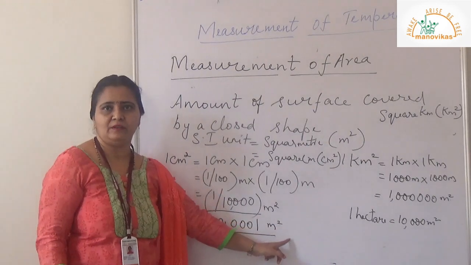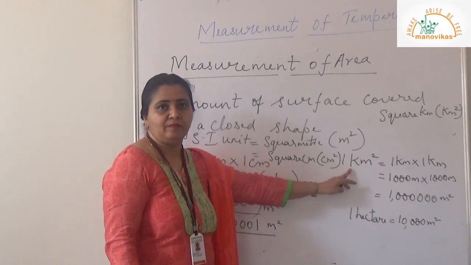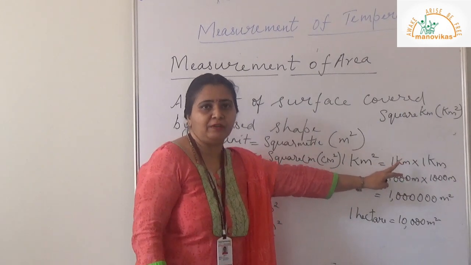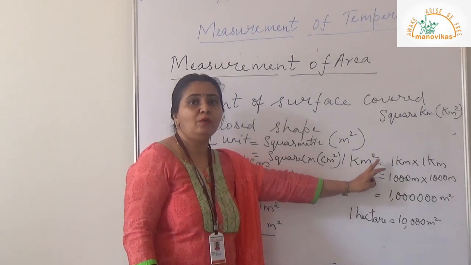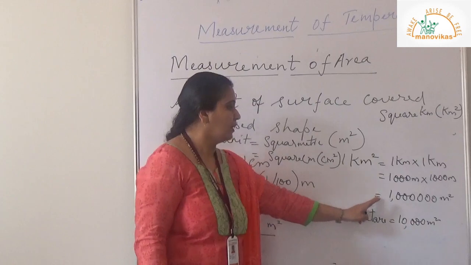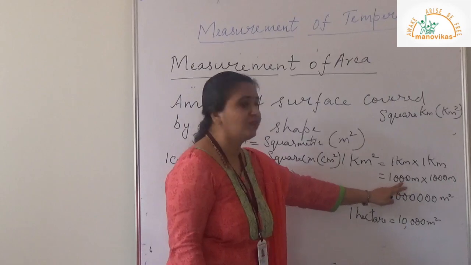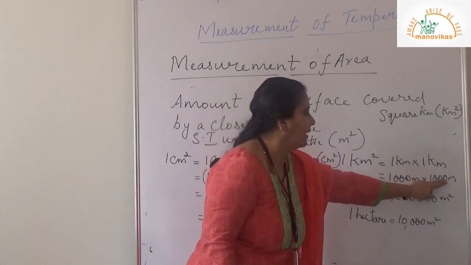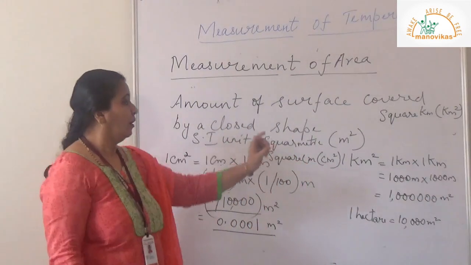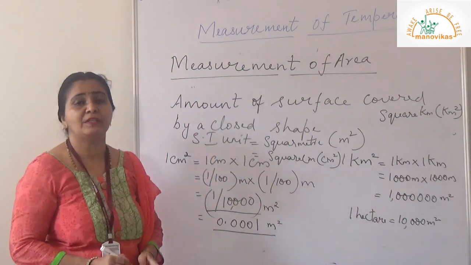0.0001 meter square. Now let us explain about 1 kilometer square. 1 kilometer square is equal to 1 kilometer into 1 kilometer. 1 kilometer is equal to 1000 meters. So 1000 meter into 1000 meter. That is equal to how much? 1 into 1 will be 1. And how many zeros are here? 1, 2, 3, 4, 5, 6. So 6 zeros you need to add, and that gives you the kilometer square. Now 1 hectare is equal to 10,000 meters square.